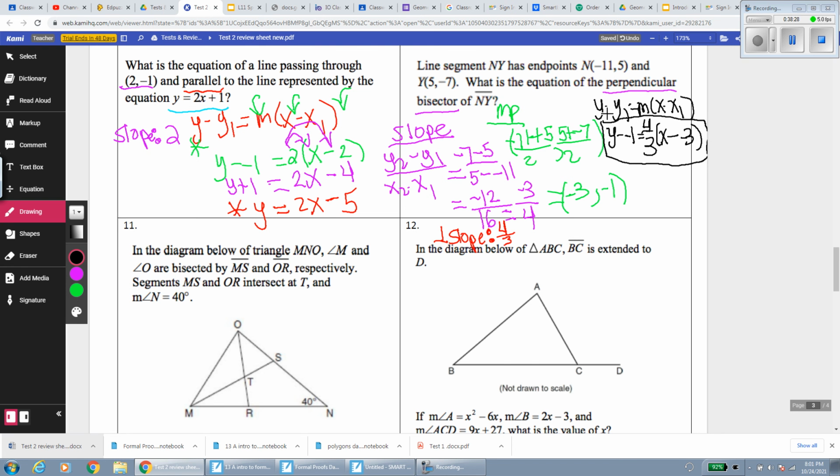You can definitely stop right here. Of course, minus minus 1 is plus 1, so you can write this as y plus 1. And minus minus 3 is plus 3, so you can write this as x plus 3. But you don't have to take it a step further and solve for y because the question didn't specify to. If it did, you can distribute the 4 over 3 to each term inside the parentheses and continue solving for y. But the question here does not specify, so this is a perfectly valid and correct equation of the perpendicular bisector of NY.